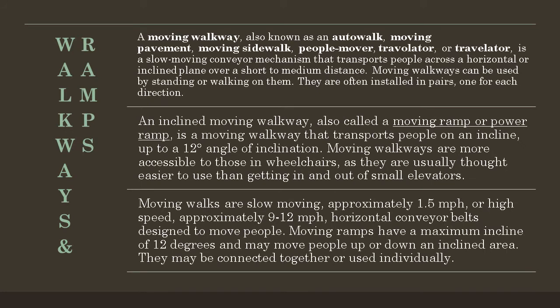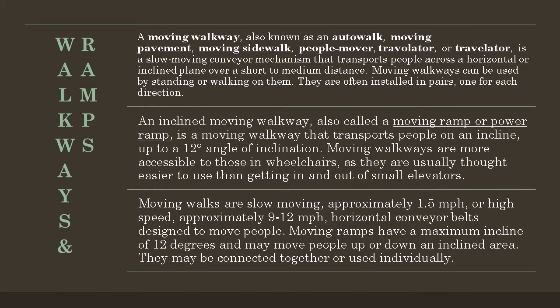A moving walkway, also known as an autowalk, moving pavement, moving sidewalk, people mover, or travelator, is a slow-moving conveyor mechanism that transports people across a horizontal or inclined plane over a short to medium distance. Moving walkways can be used by standing or walking on them. They are often installed in pairs, one for each direction.